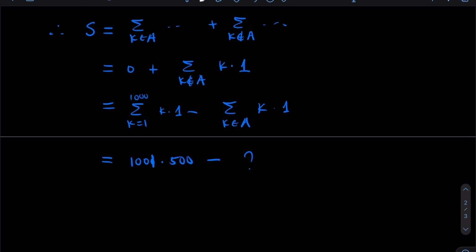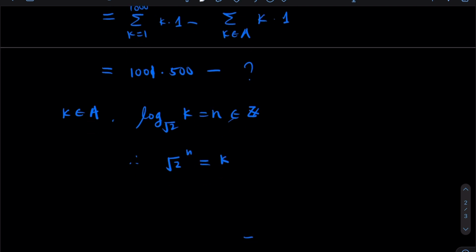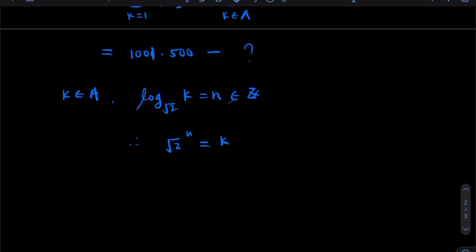Remember that case 1 is when log base square root of 2 of k is an integer. For what k will it be an integer? Well, think back to what the definition of a logarithm actually is. If this whole thing is an integer, that means for some integer n, square root of 2 to the n is going to be equal to k. Remember that n is an integer because log base square root of 2 of k is an integer.